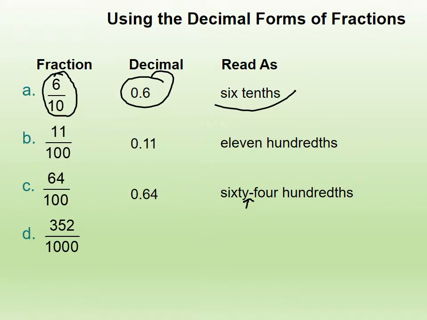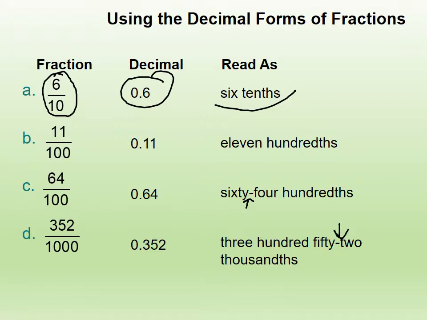Can you convert this to a decimal for me? 0.352. Stephanie, you want to give it a shot on how to say it? Kayla? Good job. Three hundred fifty-two thousandths. Fifty-two with a hyphen, because it's between that 21 and 99, right?